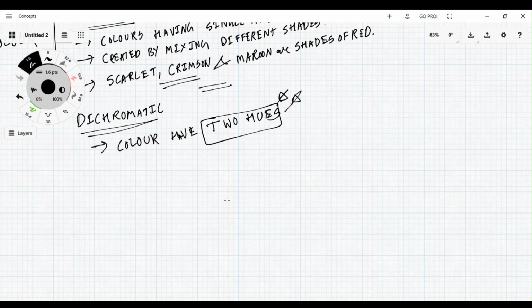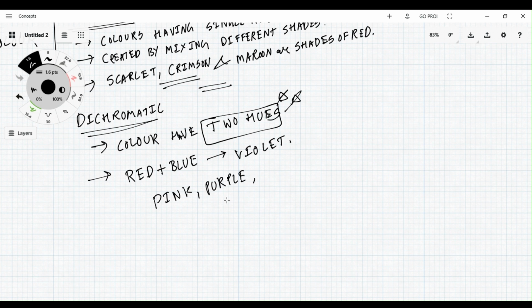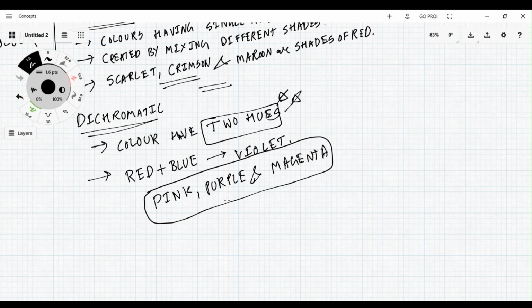They are created by mixing two different hues. For example, a dichromatic color scheme using the hues red and blue could include shades of pink, purple, and magenta. Normally everybody of us knows red plus blue. What is red plus blue? Violet, right? Red plus blue, violet. So in this mixing only, there are different shades again. There are shades of pink, purple, and magenta. So these are different shades obtained by mixing red plus blue. So I am using red plus blue as two colors for my design. So my design is called dichromatic design.